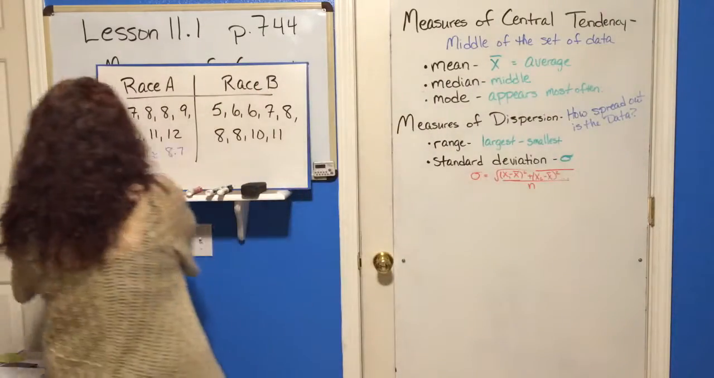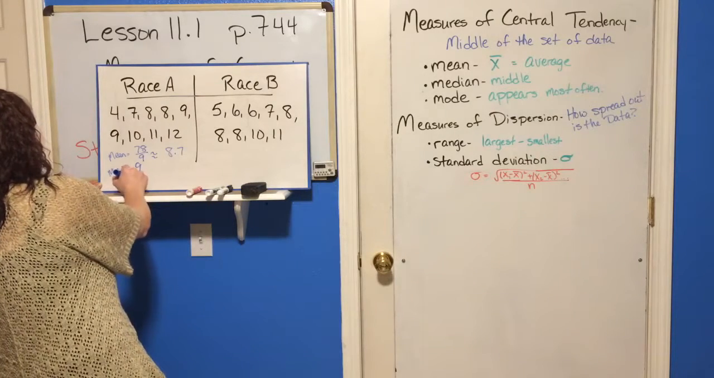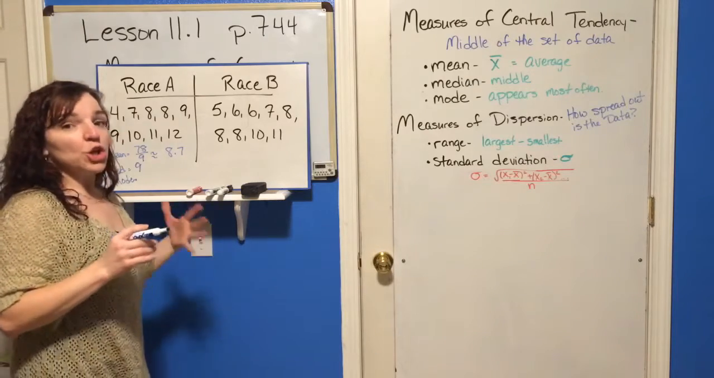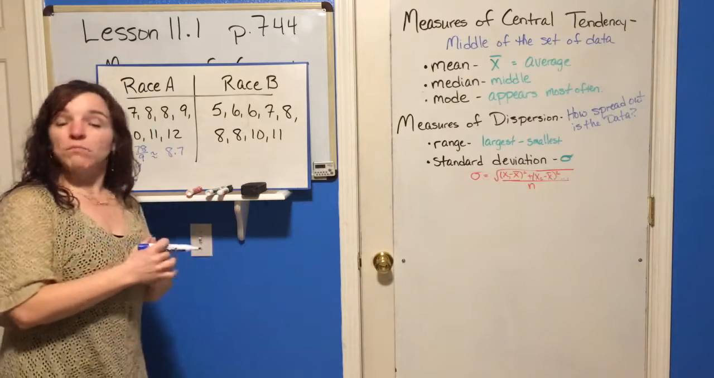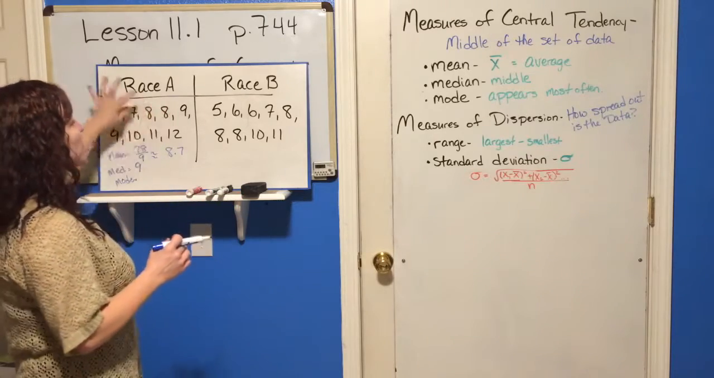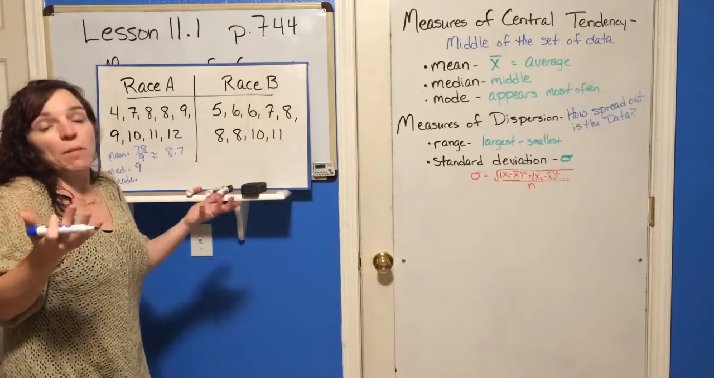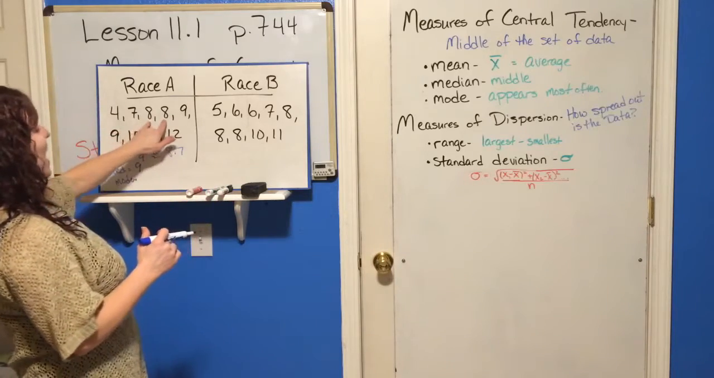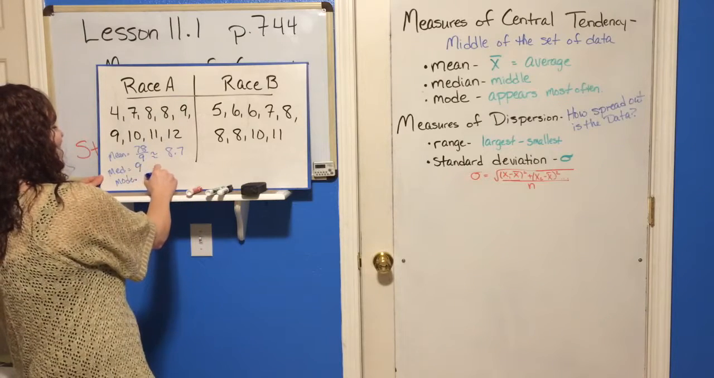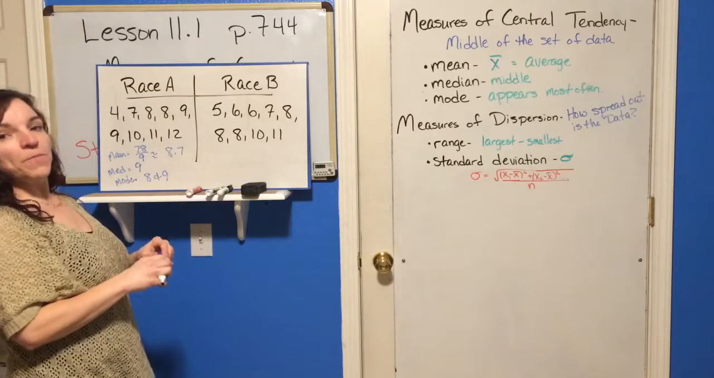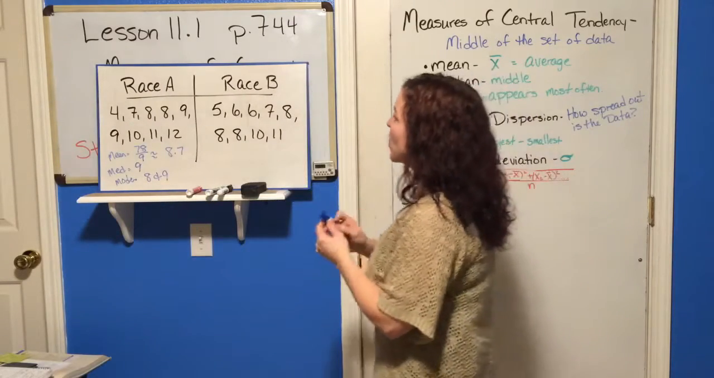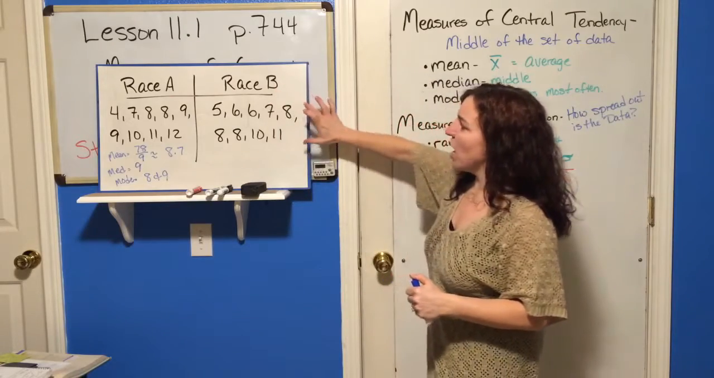Okay, the mode is the one that occurs most often. Here's something that I didn't mention. You can have more than one mode, or you could have no mode at all. If all of these numbers were different, there would be no mode. There's no number that is more than the others. And in this case, the 8 appears twice and the 9 appears twice. So the mode is 8 and 9. There are two modes in this group, 8 and 9. All right. Real quick, pause and do the mean, median, and mode of race B.